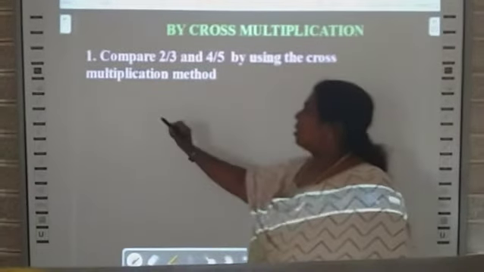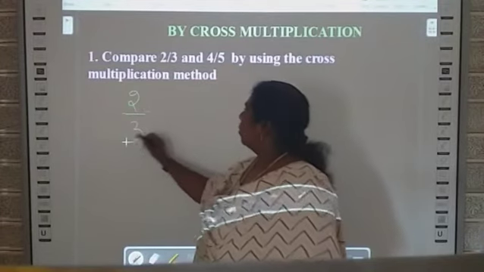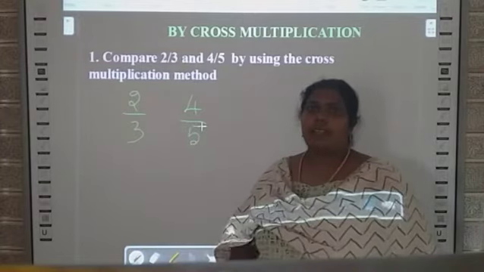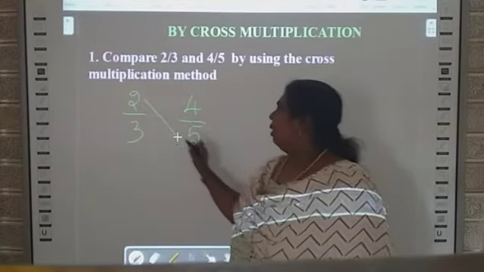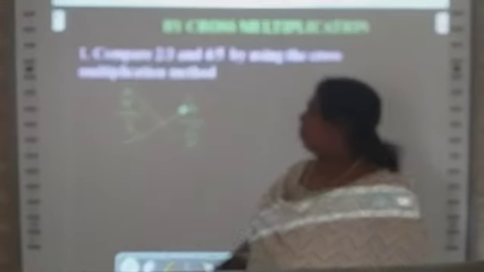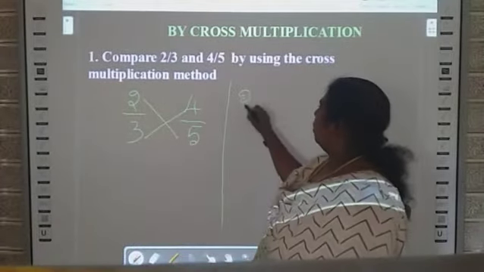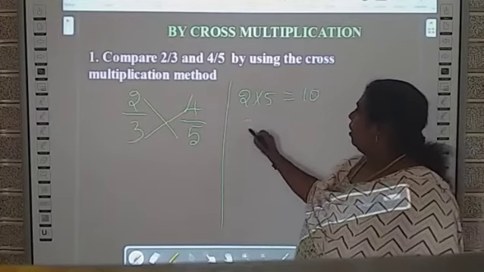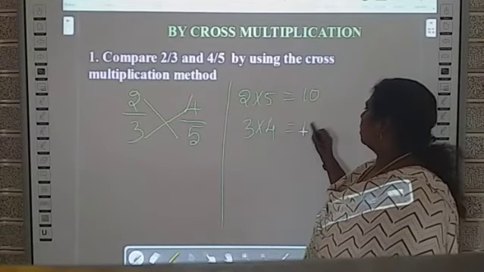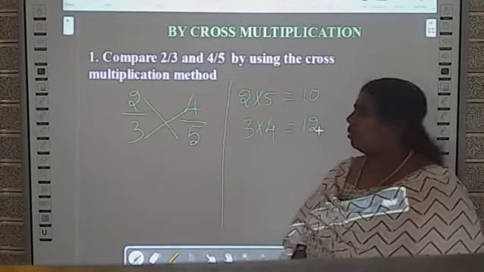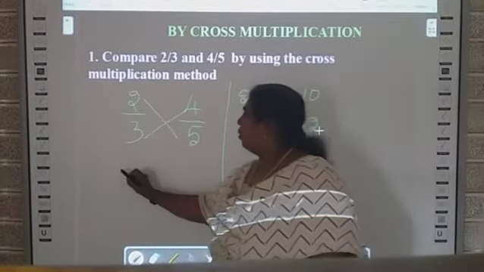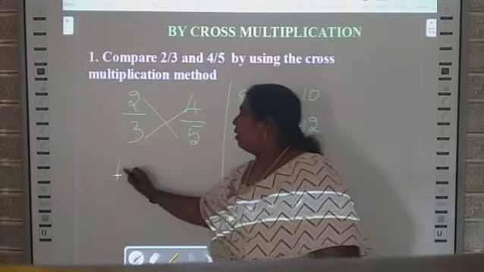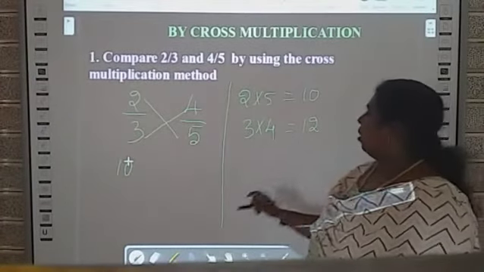Now check. The first fraction is 2 by 3. Then the second one is 4 by 5. Right? Cross multiplication. Here 2 into 5, then 3 into 4. Okay. 2 into 5 is how much? 10. Right? Then 3 into 4 equals how much? 12. So now you compare. First we have to multiply these two numbers. 2 into 5 we are getting 10, right? Then 3 into 4 how much? 12.